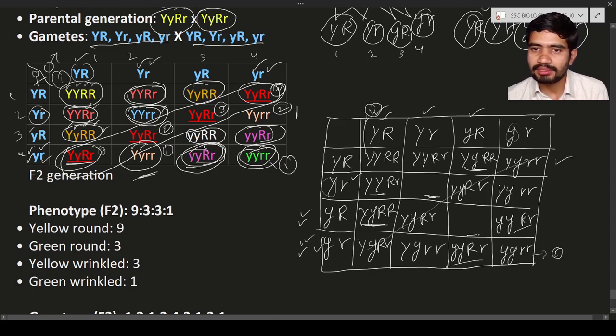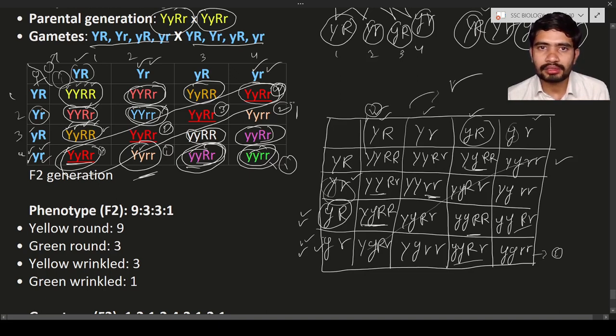What is left over? This box is left over and this box is left over. So hence you can write small y, capital R. So small y, capital R. So do the parents, see the gametes over here, okay. So this gamete and also this gamete, okay. So next come here, capital Y, small r. So compare this table and also compare this table, both are the same. So I have just shown you how to write the individuals simply, okay.